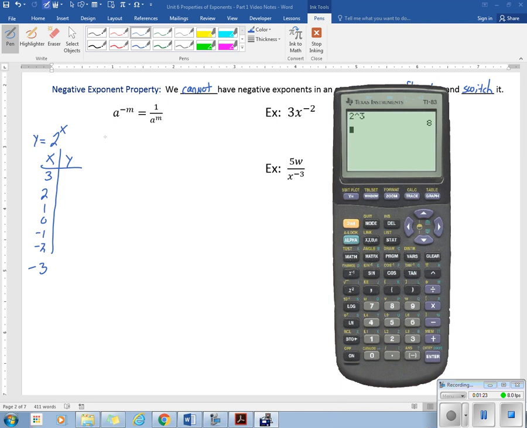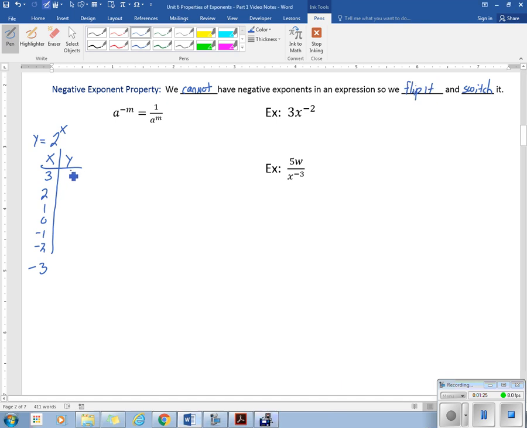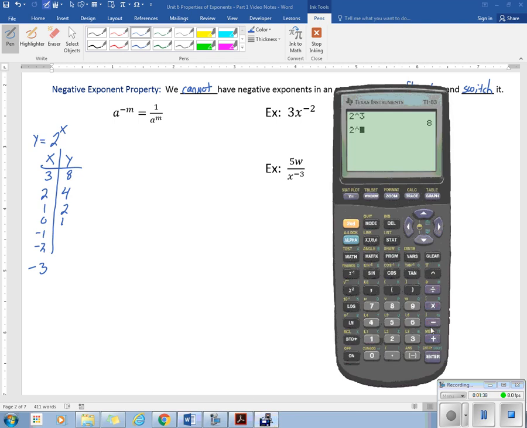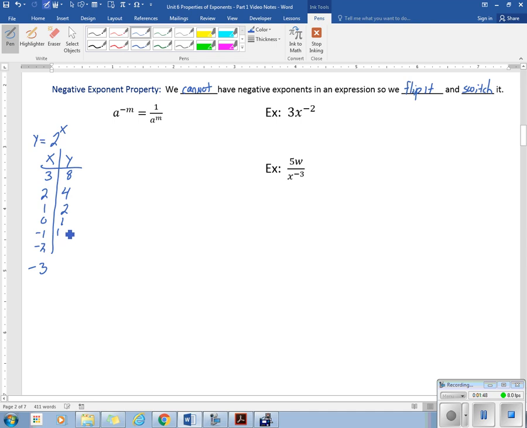2 to the third is 8. Okay, so we get 8. 2 to the second power, I can do that in my head. 2 squared is 4. 2 to the first power is 2. And then 2 to the 0 is always 1. Now check out what happens when we do 2 to the negative first power. 2 to the negative 1 power is going to give me 0.5, which as a fraction is 1/2. So 2 to the negative 1 power is actually equal to 1/2.